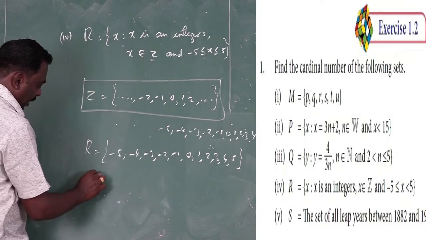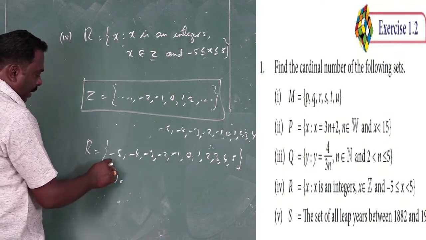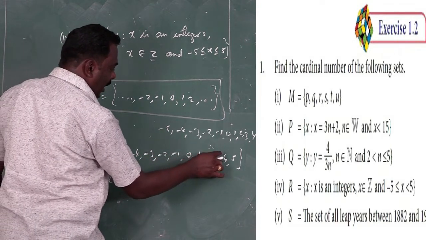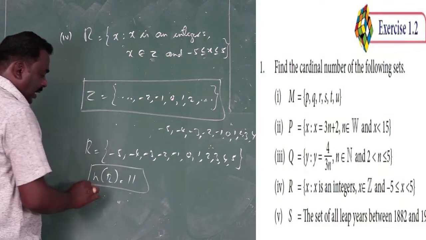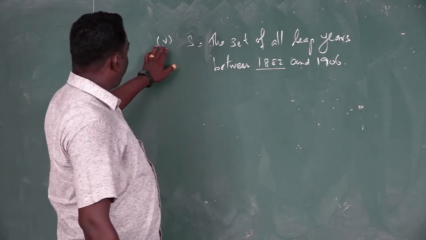Now, let's write the number of elements in the set R. How many elements are here? 1, 2, 3, 4, 5, 6, 7, 8, 9, 10, 11. Therefore, totally it is 11 numbers. Therefore, the cardinal number of R is 11. Come to the next subdivision, number 5.